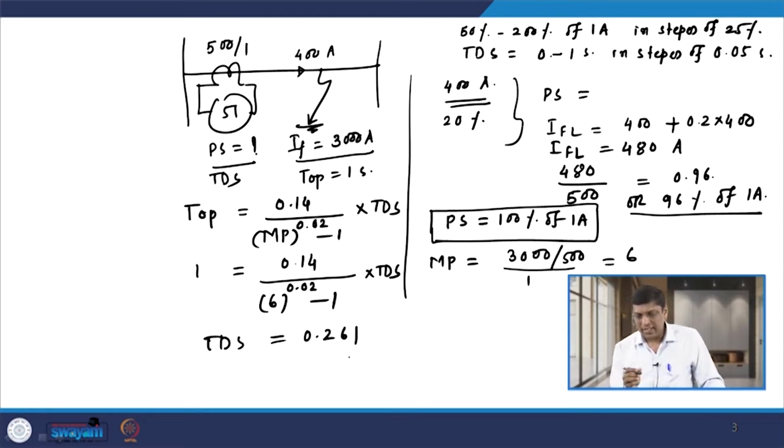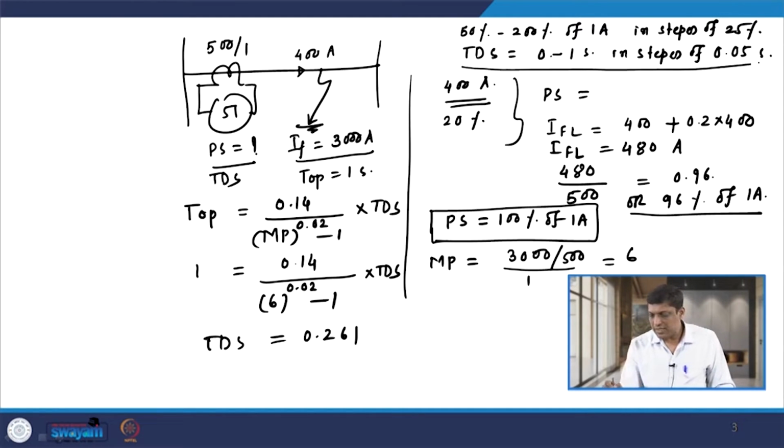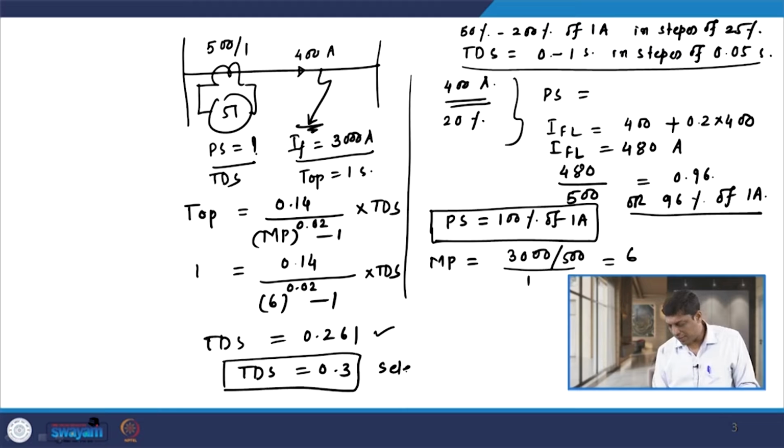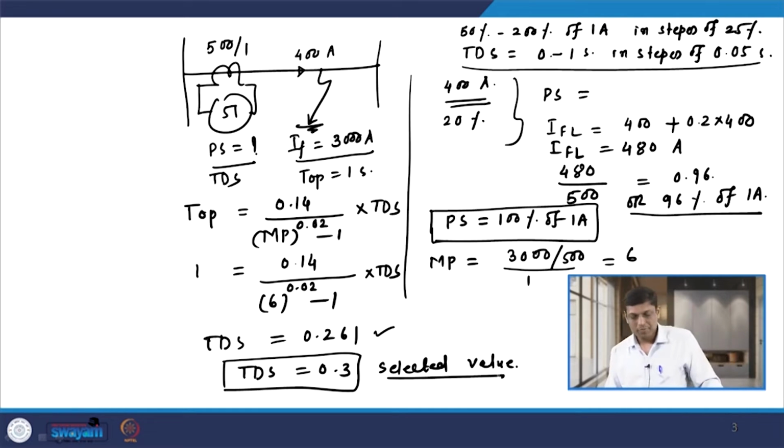Now, the setting range of this TDS is given as 0 to 1 second in steps of 0.05. So, beyond this 0.261, the next available value is 0.3. So, we can select the TDS of the relay as 0.3, that is the selected value. So, that completes the first part.